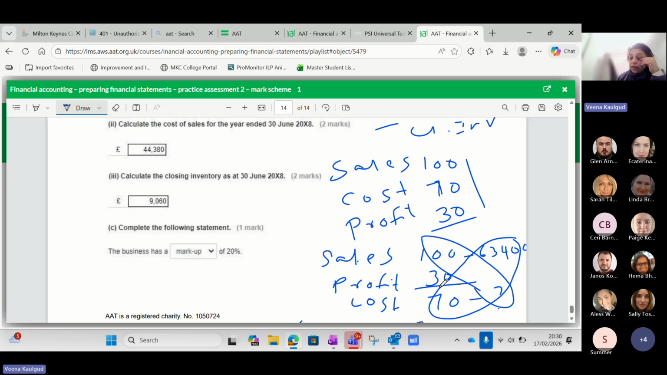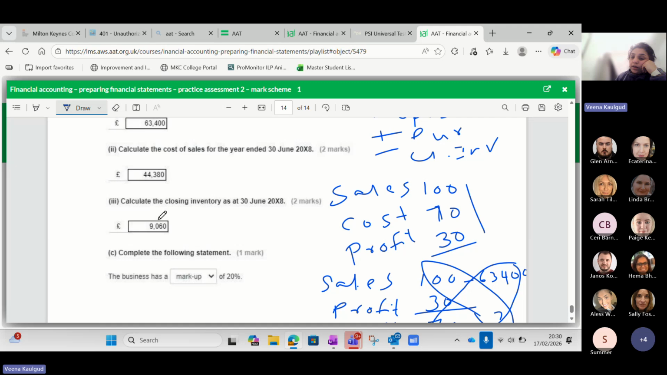So if sales is 100, because it's a margin, it is included in this. So you minus that 30, your cost becomes 70. If sales is 100, which corresponds to 63,400, so cost would be how much? You cross multiply 63,400 times 70 divided by 100, or basically you just find 70% of 63,400, which comes to 44,380.